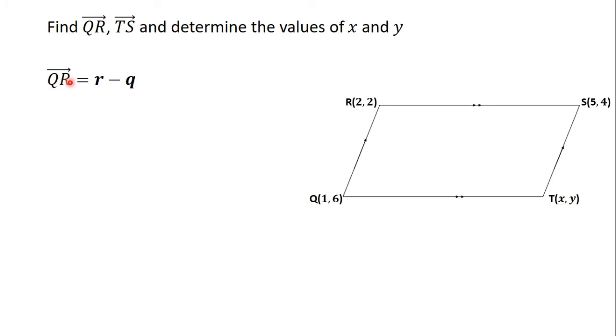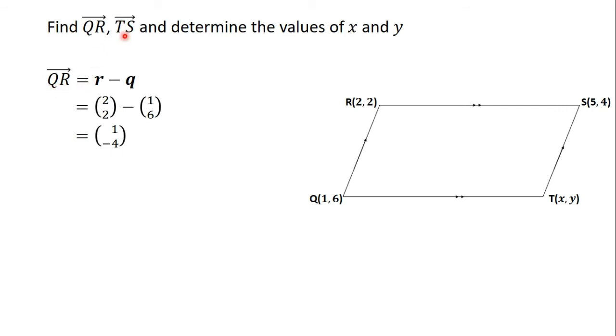We know that vector QR is the same as position vector R minus position vector Q. The components of position vector R are the coordinates of point R, which is (2, 2). So the components are 2, 2, minus the components of position vector Q, which are the coordinates of point Q. The coordinates of point Q are 1 and 6. So the components of position vector Q will be 1 and 6. We have 2 minus 1, which is 1, and 2 minus 6, which is negative 4. So we have found vector QR.